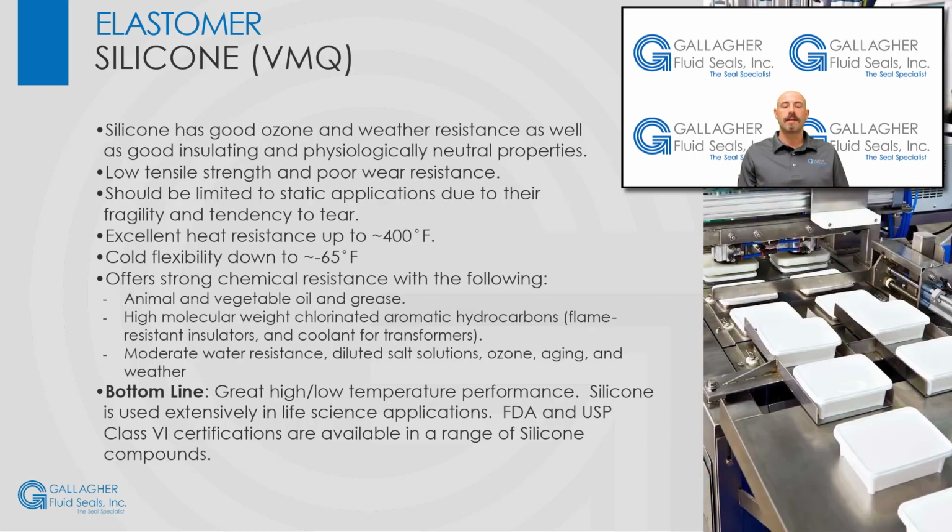Now we will discuss silicone, which has good ozone and weather resistance, as well as good insulating and physiologically neutral properties. However, silicone elastomers, as a group, have relatively low tensile strength and poor wear resistance. Silicone materials offer the widest range of temperature performance, but should be limited to static applications due to their fragility and tendency to tear.